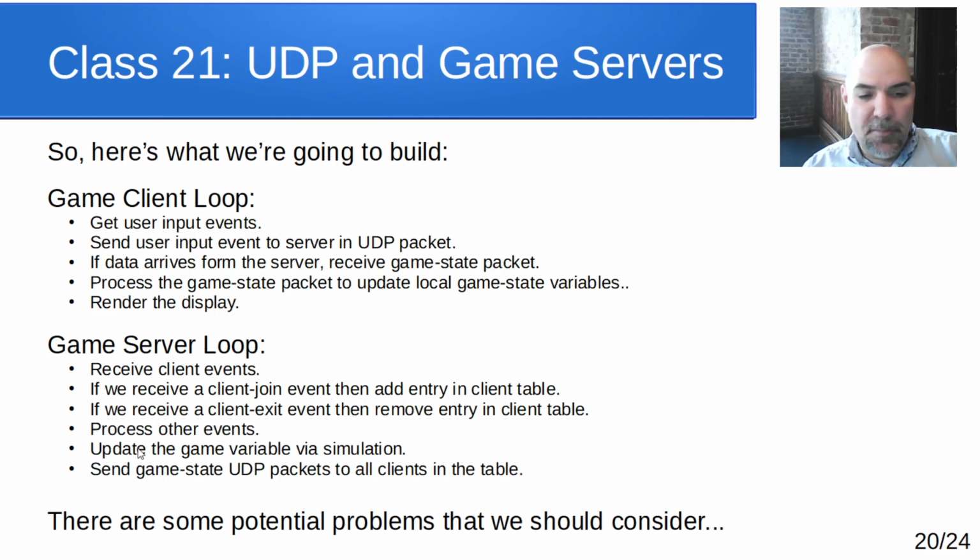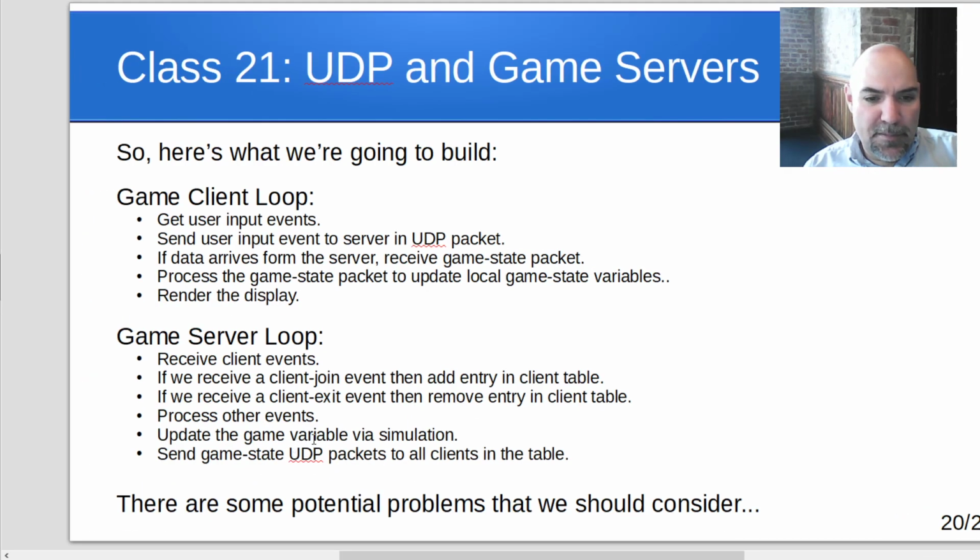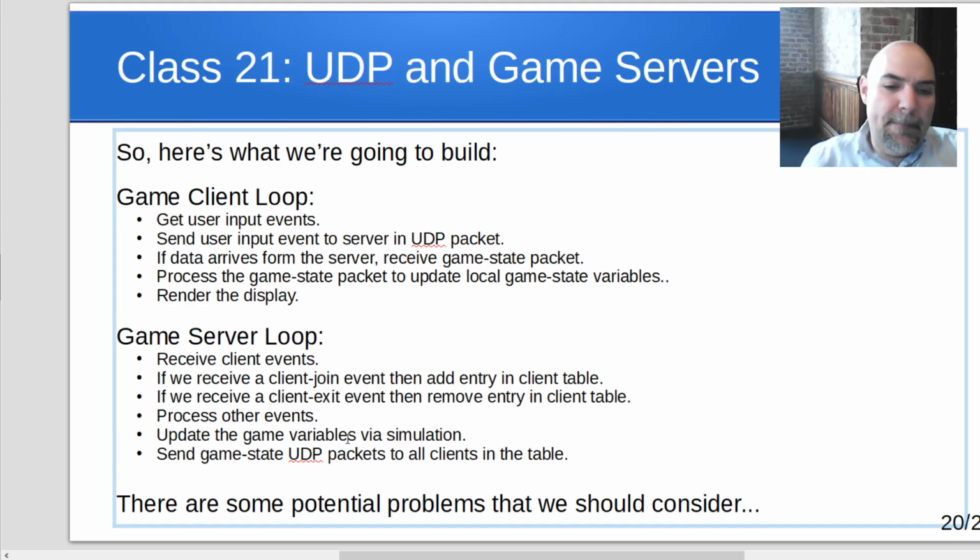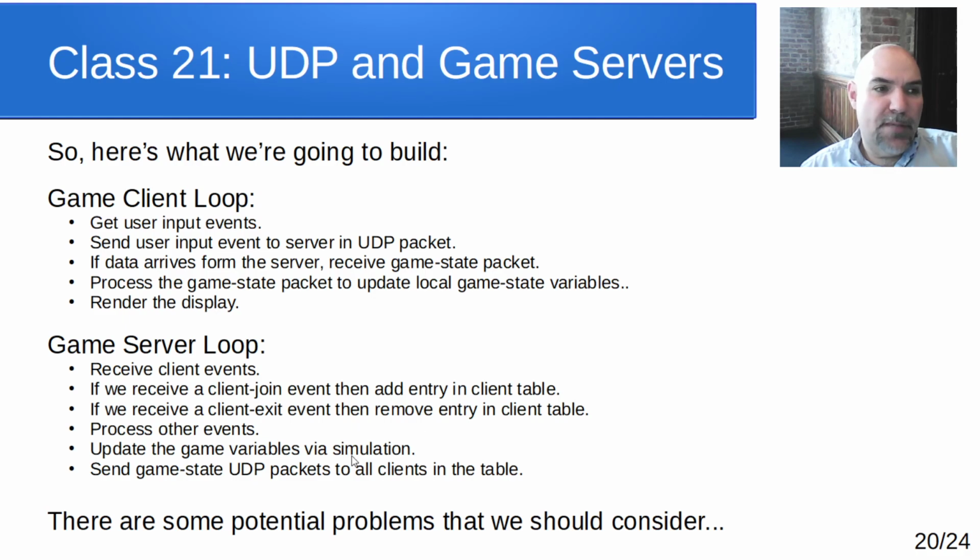We then run our simulation of that frame of the game state. So we update the game variables. Update any of the game variables, the X, Y position of each player, the number of bullets, the state of what items are available and where they are in the world, and so forth. And then we're going to send that out to all the UDP clients in the table, and then go back and receive more client events. So in other words, if we get an event, we process it, update the game state, and send out the game state to everybody in our table, and then we repeat that over and over again.